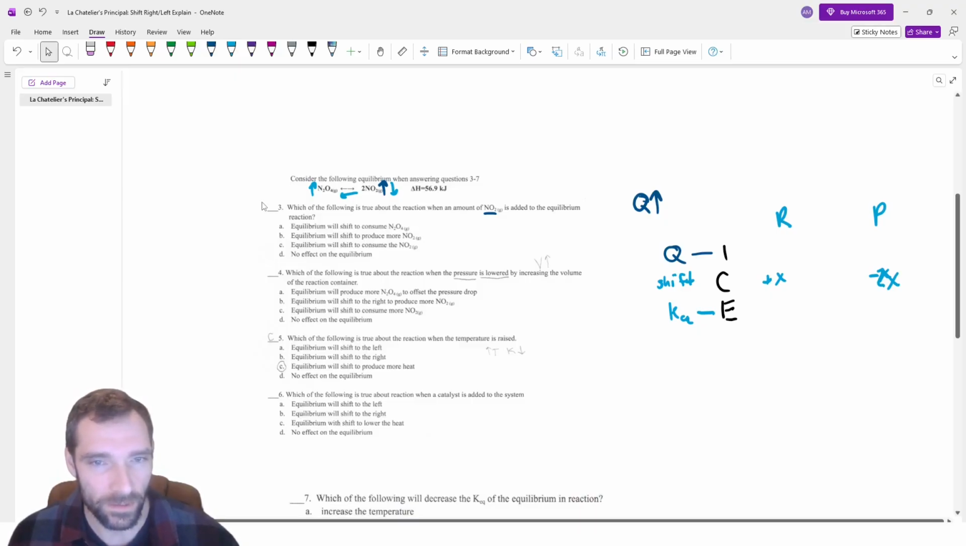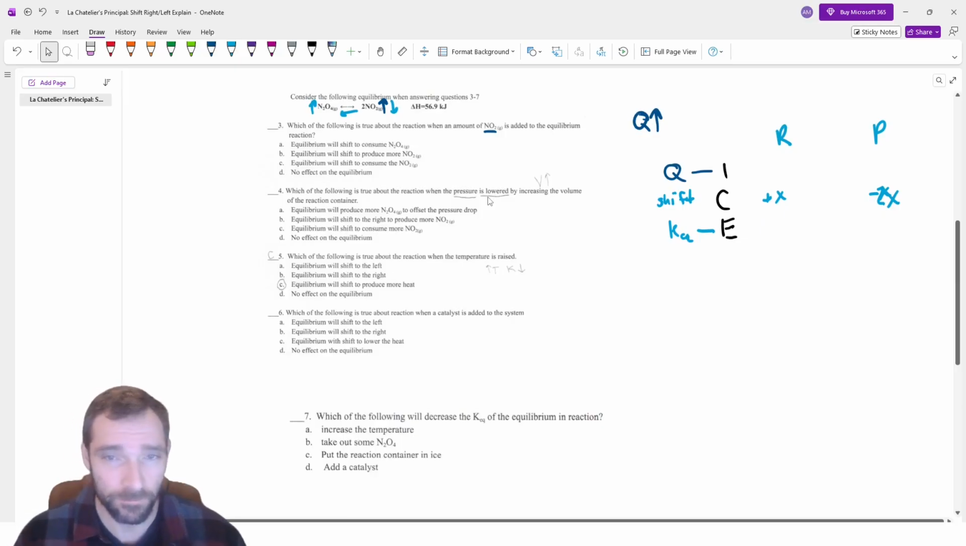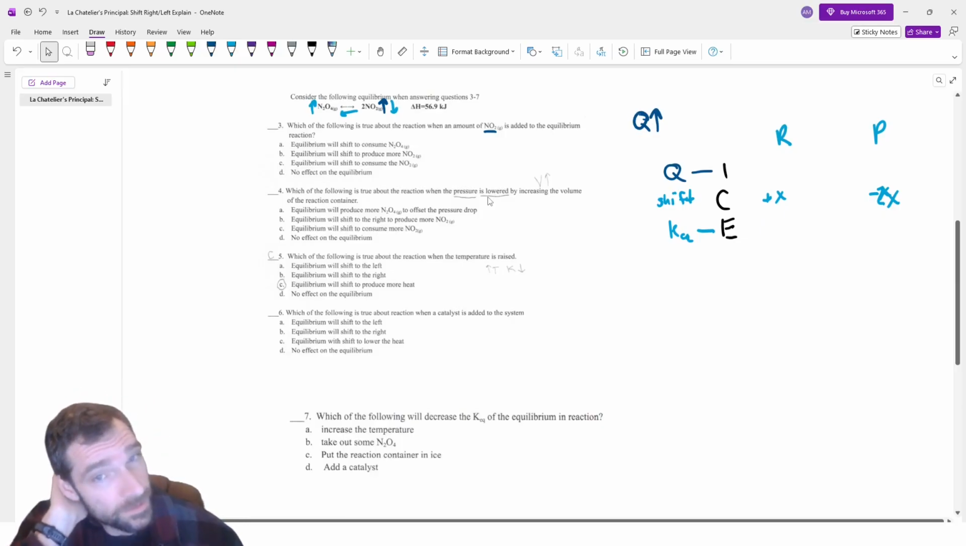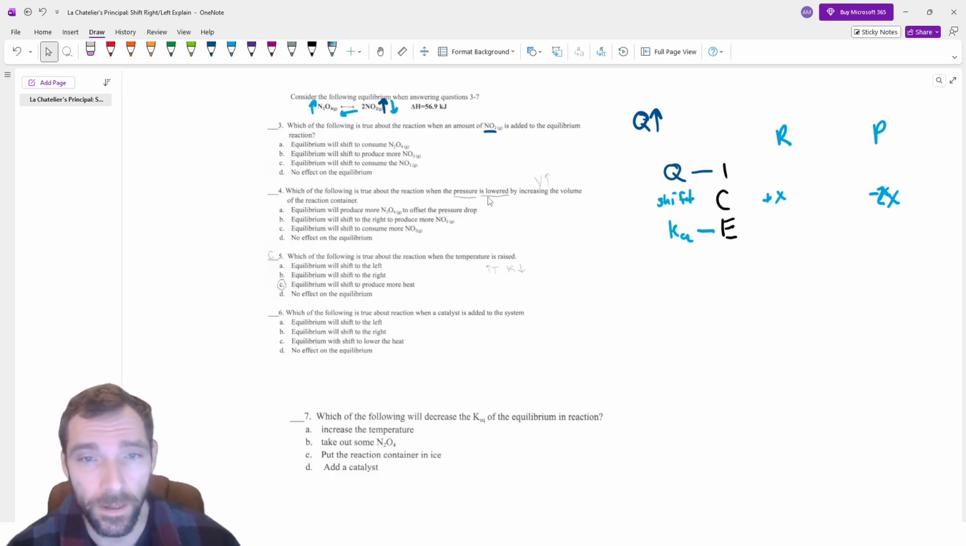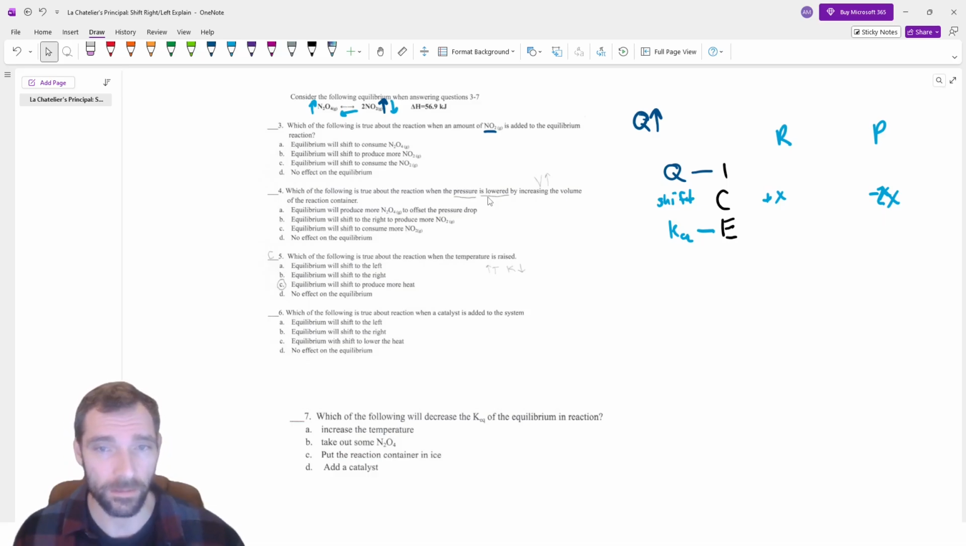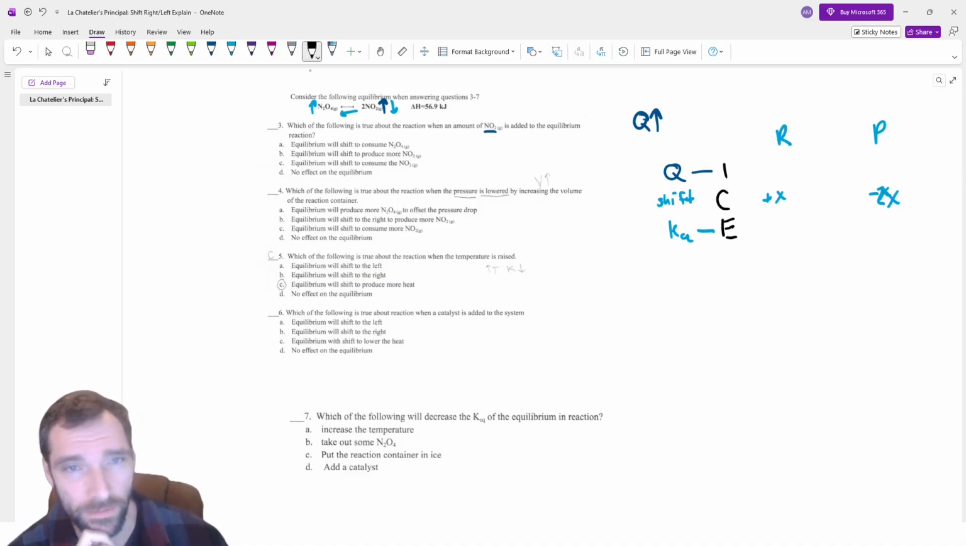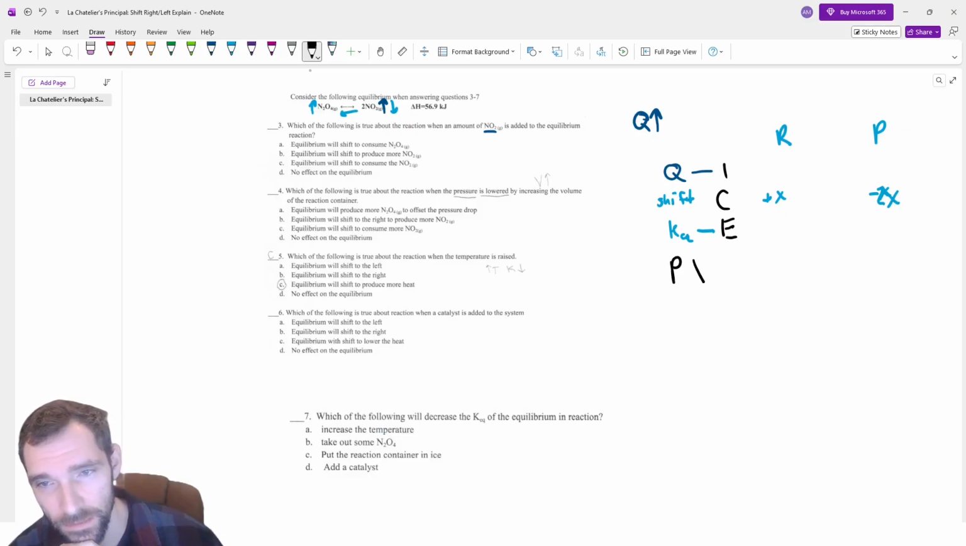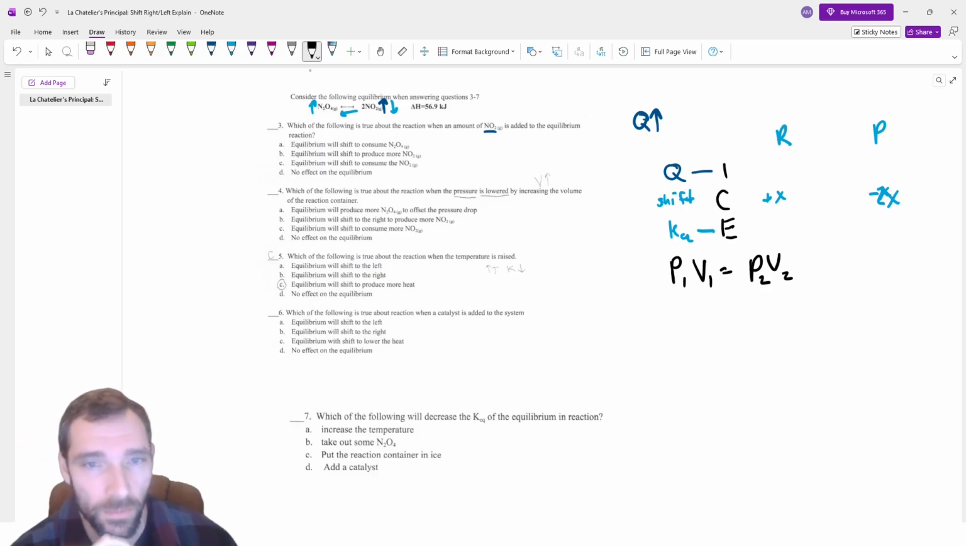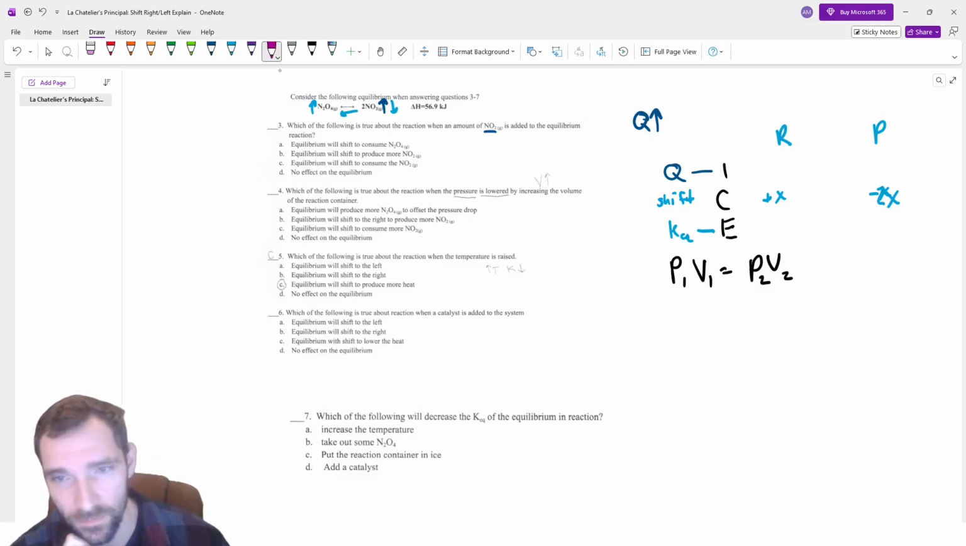So if we then look at something where pressure is changed, K equilibrium is still the same, but we're going to think about that in terms of the pressure and the volume changing and causing Q to actually change. So if you think about P1 V1 is equal to P2 V2, when you lower this pressure, then the volume is getting bigger.